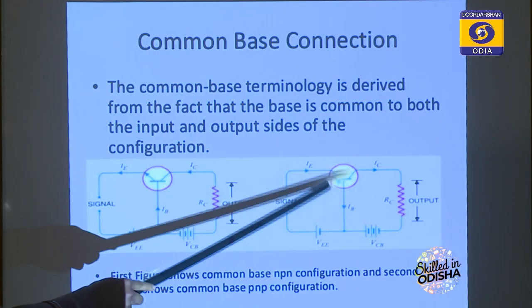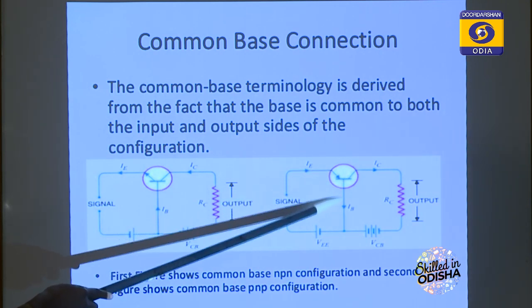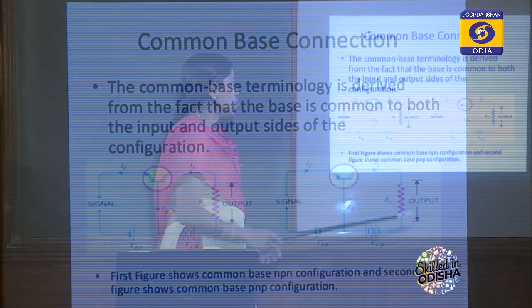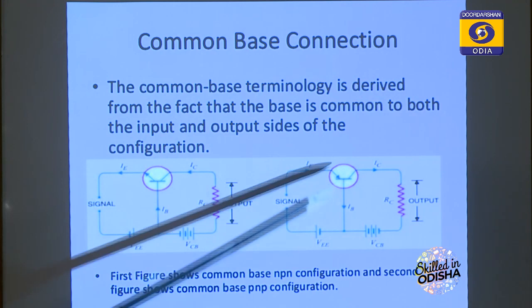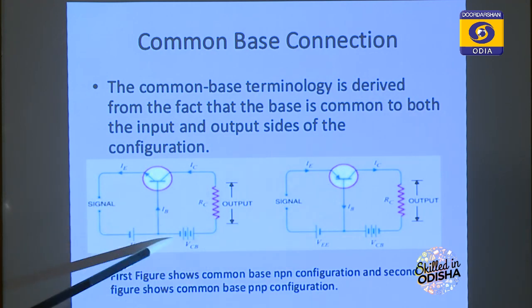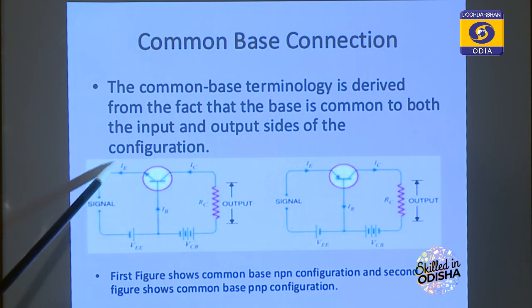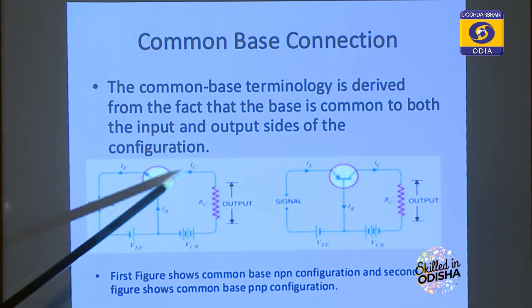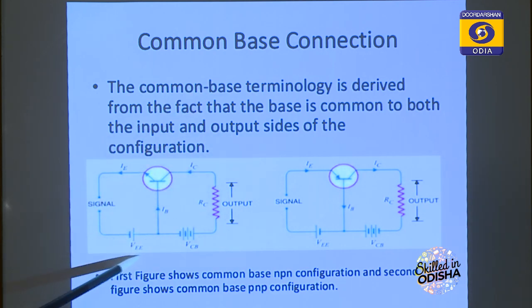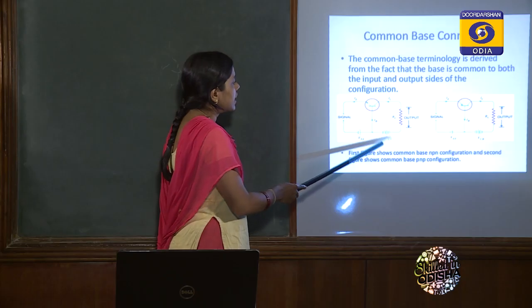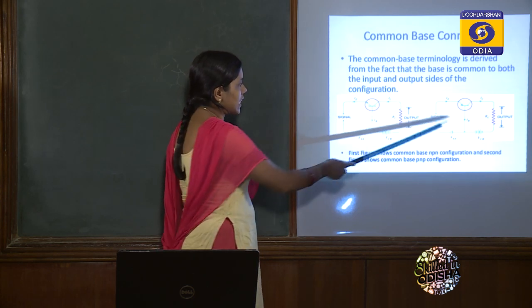Similarly, this one is the PNP transistor. Here the arrow symbol is inwards to the transistor. So base terminal is also common. This is the PNP common base configuration. This is the NPN common base configuration. Here emitter current is the input current, collector current is the output current for common base configuration. This is the VEE, or in some books it is written VBE, that is the input voltage for common base configuration, and this is the VCB, that is the output voltage for this configuration, and same for PNP also.